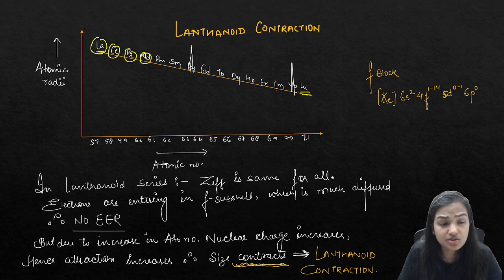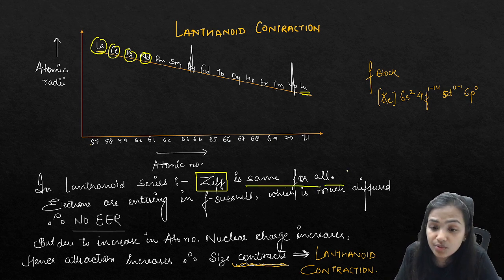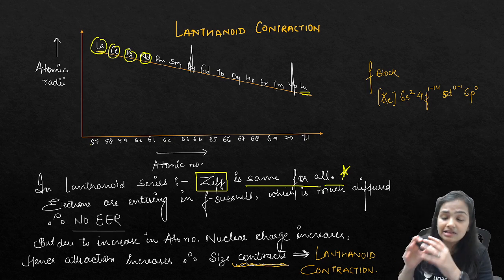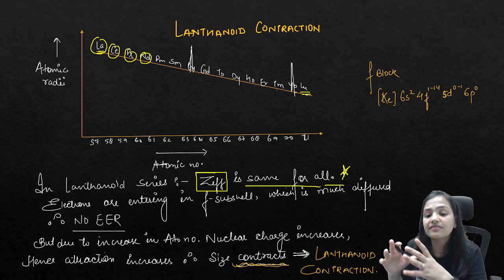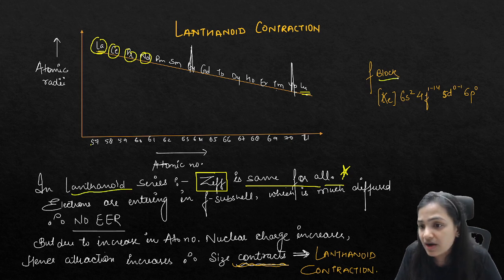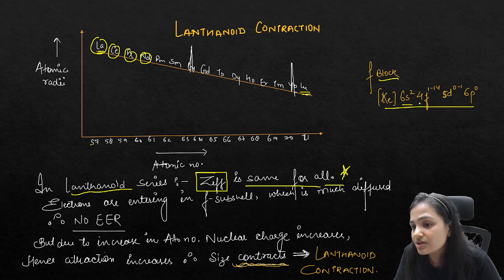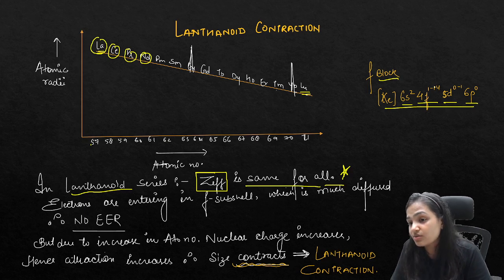Basically guys, in the lanthanoid series, I want to mention that the Z effective values are the same for all. This is an important point to mark. Because in the lanthanoid series, if you fill the electronic configuration, it would be 6s2, 4f1 to 14, 5d0 to 1 and 6p0. This means that you are filling the last shell electron into the f orbital, which is 1 to 14.